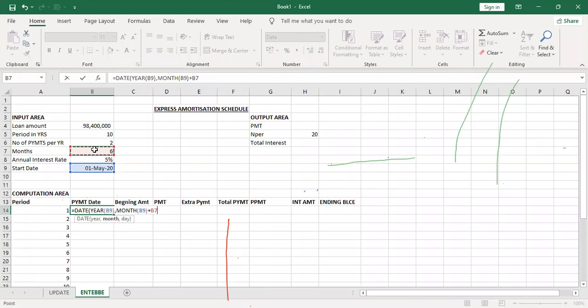Comma, then type day, open brackets, click on the start date, close the bracket. Now the first closing bracket you are closing for the day. Then another closing bracket for the word date, because when we typed the word date, we opened the bracket. So you need two closing brackets. And then after that, you press enter.